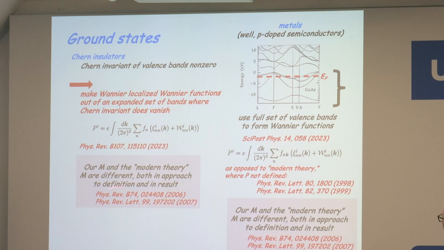And again, if we compare the magnetization that we get here in our approach with the modern theory, they're different, both in approach and in the result we get. But they both share one feature: both in the modern theory and in our case, the results, although our definitions are different, both seem to be insensitive to shifting the energy levels of all the bands. So there are different expressions for a polarization and a magnetization in general in what we've been doing for the ground state and what the modern theory does for the ground state. Point one, okay? Let's look at linear response, okay?